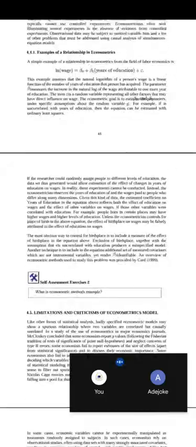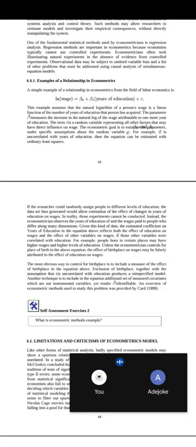Okay, so continuing from there, this example assumes that the natural log of a person's wage is a linear function of the number of years of education that the person has acquired. Now the parameter B1 measures the increase in natural log of the wage attributable to one more year of education. And the term E is a random variable representing all other factors that may have direct influence on wage.